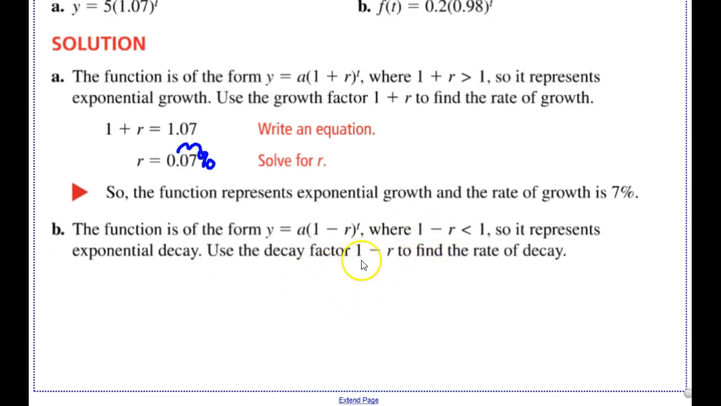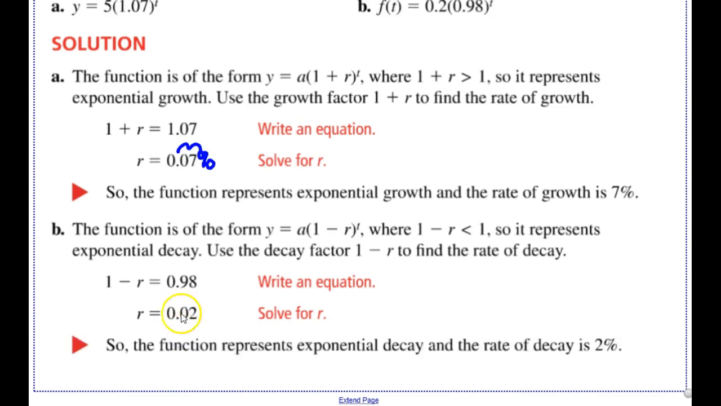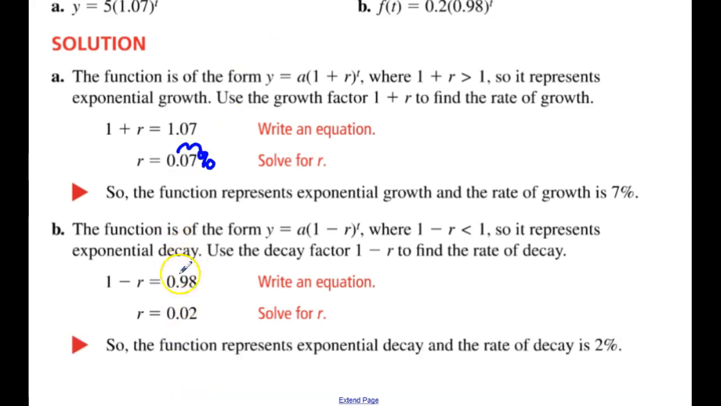So again, I take my decay factor, whatever's inside my parentheses, and set it equal to what I see. Then I solve for my r, and I see it's 0.02. So again, to find my percent from that decimal, I take my decimal and I move it to the right 2 places and make my percent sign. So my exponential decay, my rate of decay, is 2% on this one.